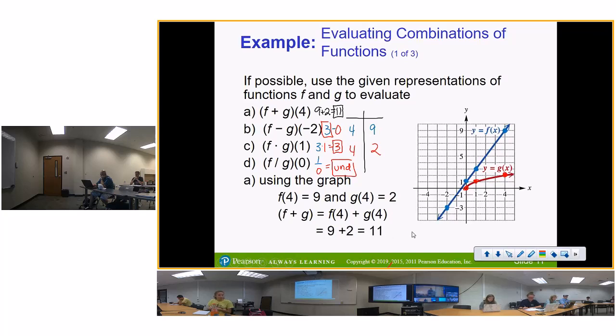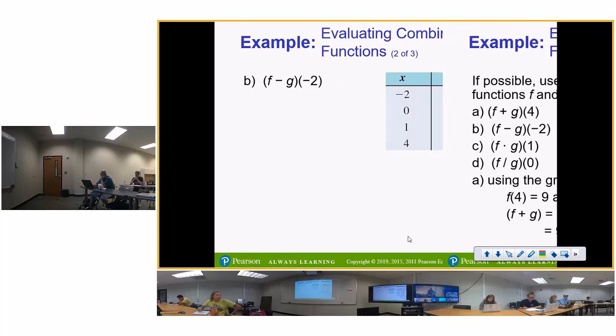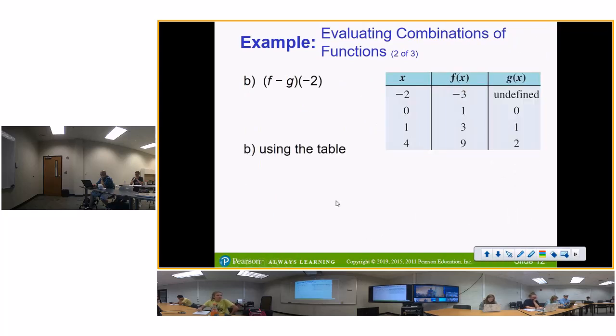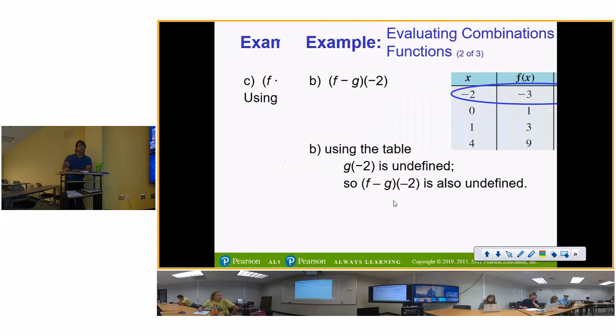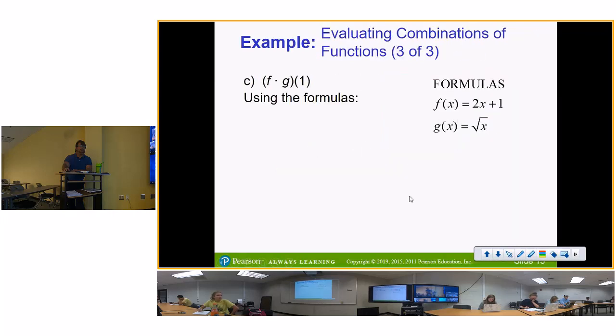We got 11 for number 1. Y'all have to look and tell me what I got for number 2. Okay, did we get that? Undefined? Well, it's undefined. I don't know if they're going to get undefined. Okay, they get undefined. They didn't use 0. So change that 0 to undefined.